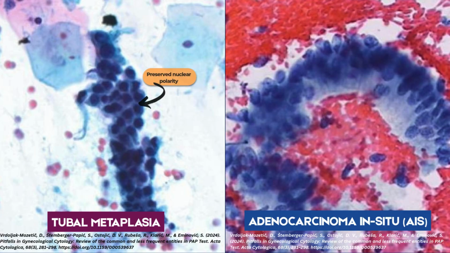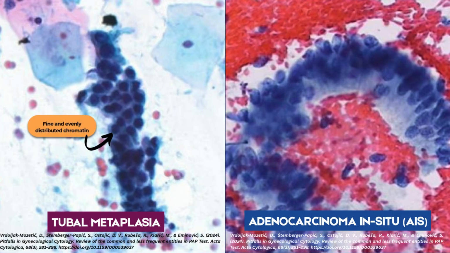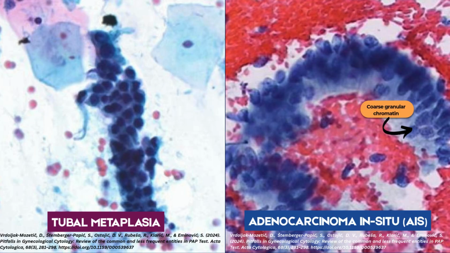Nuclear polarity is preserved in tubal metaplasia, with cells aligned in an orderly fashion. In AIS, it's disorganized. The chromatin in tubal metaplasia is fine and evenly distributed, while AIS shows coarse, granular chromatin. And finally, nucleoli in tubal metaplasia are inconspicuous, whereas in AIS, they are absent altogether.